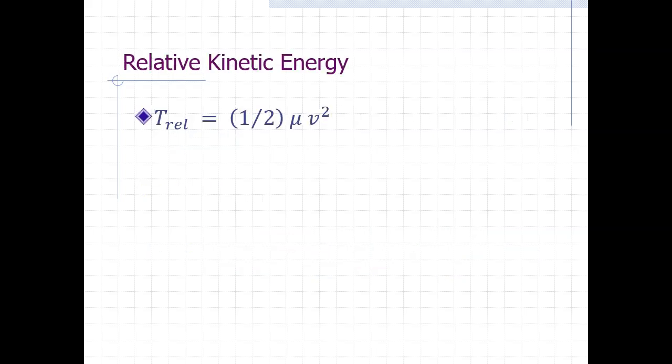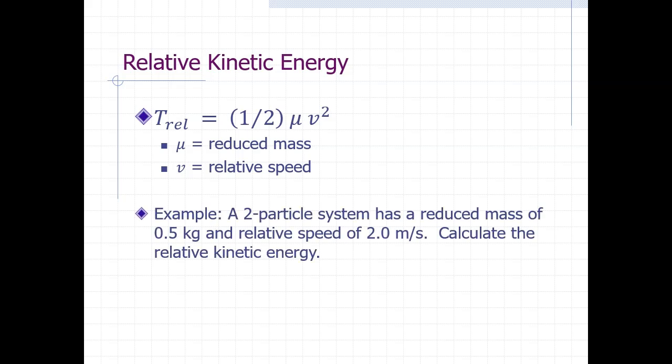For a two-particle system, the relative kinetic energy is 1/2 times mu v squared. Here, mu is the reduced mass and v is the relative speed. Here's a simple example. A two-particle system has a reduced mass of 0.5 kilogram and relative speed of 2 meters per second. Calculate the relative kinetic energy. Plugging the values for reduced mass and relative speed into our formula for relative kinetic energy, we get 1/2 times 0.5 kilogram times the square of 2 meters per second. The answer is 1 joule.